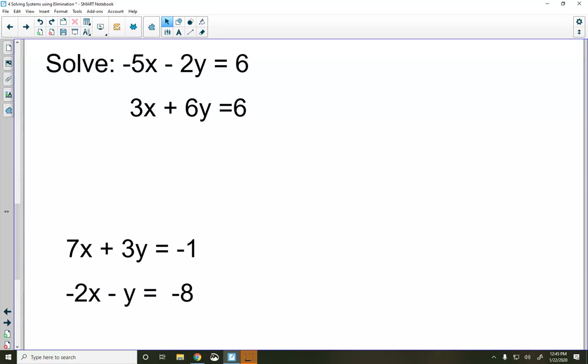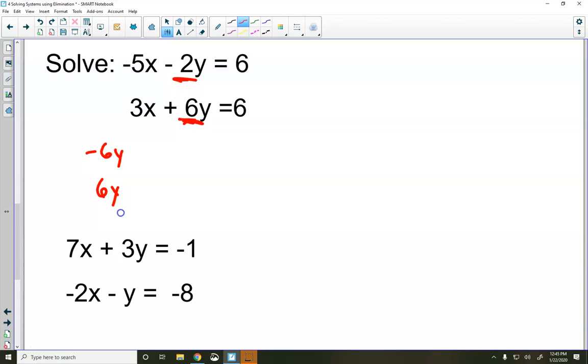So can I multiply negative 5 by something to get 3? Not really. Can I get 3 to be negative 5? Not really. Can I get 6 to be negative 2? Not really. But can I get negative 2 to be 6? Yes, I can. Now remember, ideally, we're looking to have a negative 6y and a positive 6y, because then we can add the two equations to eliminate, right?